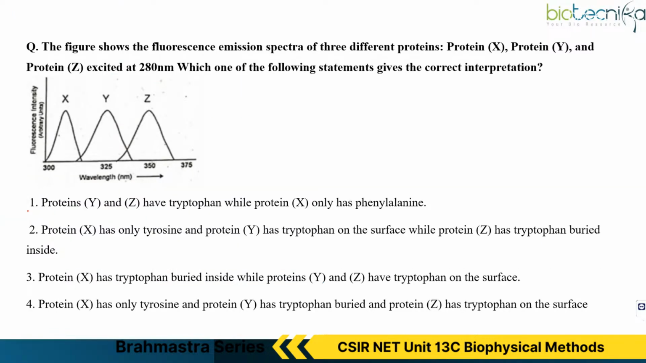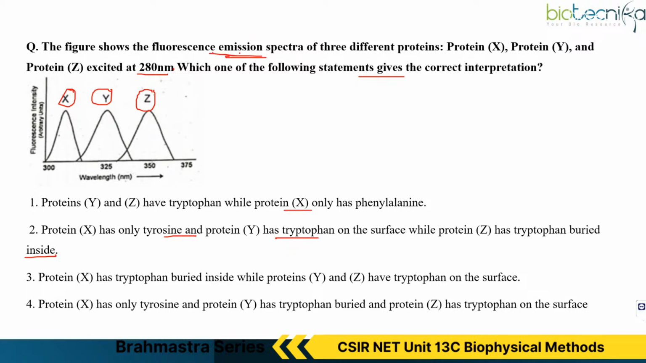Then this is the last question. The figure shows fluorescence emission spectra of 3 different proteins, protein X, protein Y, and protein Z, excited at 280 nm. Which of the following statements gives the correct interpretation? First, protein Y and Z have tryptophan, while protein X only has phenylalanine. Second, protein X has only tyrosine and protein Y has tryptophan on the surface, while protein Z has tryptophan buried inside. Now, see, it's a fluorescence emission spectra, right?